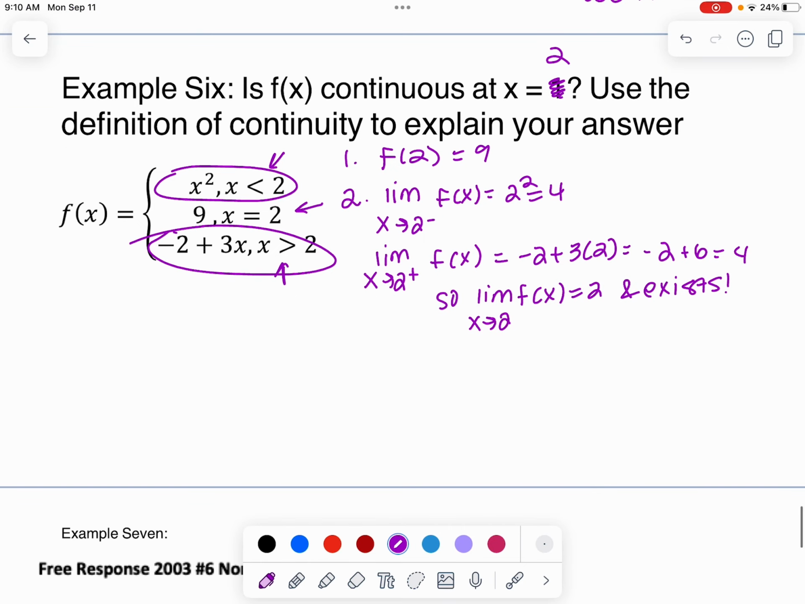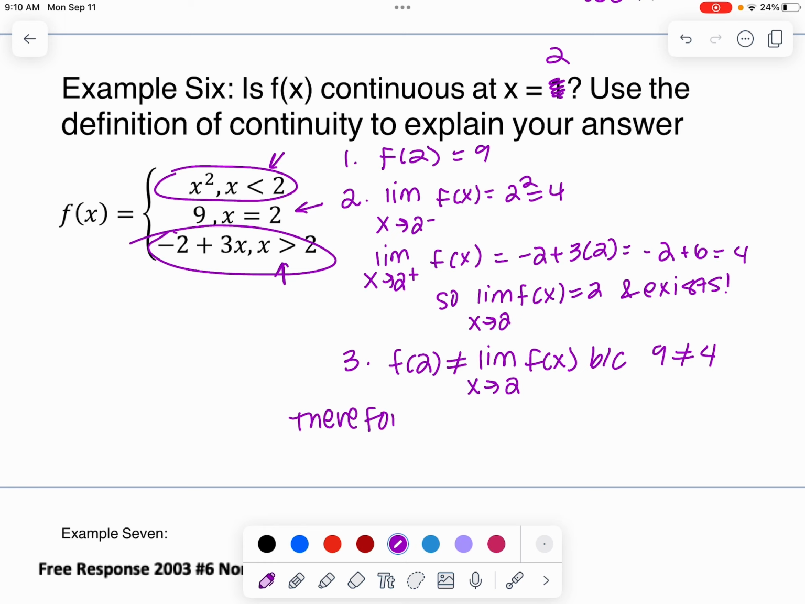But f of 2 is 9, and the limit is 4. So f of 2 does not equal the limit as x approaches 2 of f of x, because 9 doesn't equal 4. Therefore, because that last condition is not met, f of x is not continuous at x equals 2. So we were so close, but it did not meet that last condition. I guess there wasn't really a quicker way that you could do that one, because you needed to figure out the left-hand limit, the right-hand limit, and the function value. So this is an example where you had to do all that work.